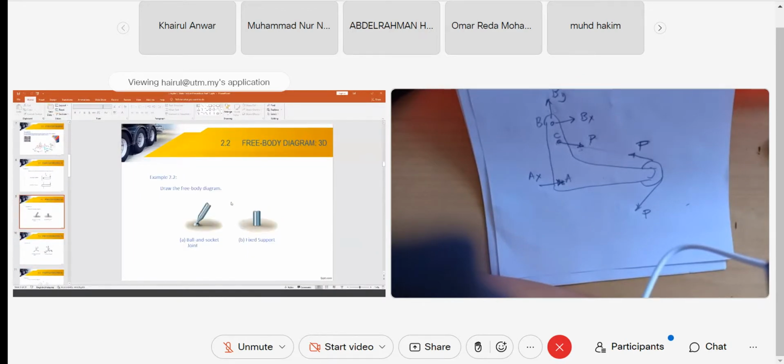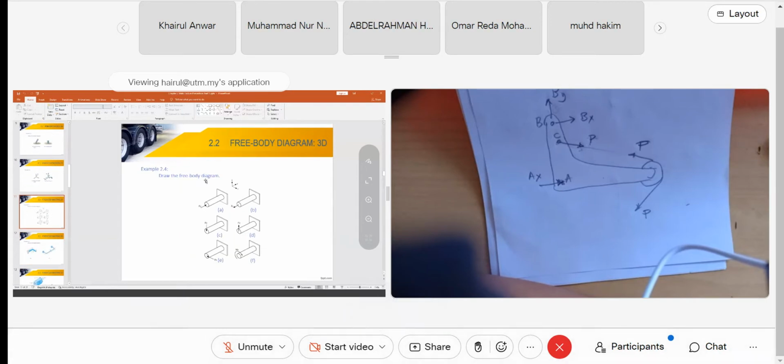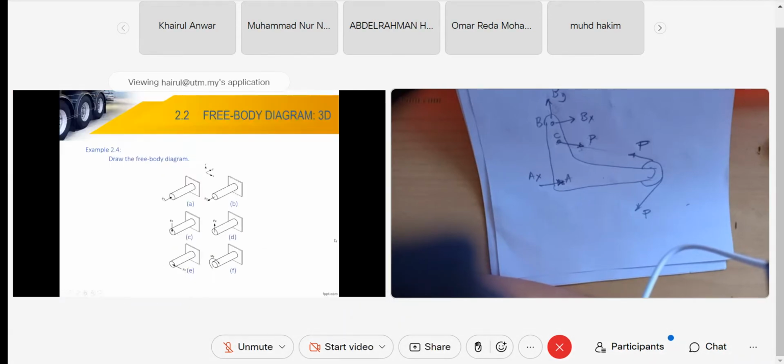Can you watch the ni? Can you see my PowerPoint pula ni? Boleh. Okay, that's what I buat ni. The reaction I already explained. Okay, another thing about free body diagram, yang ni. Can you see my PowerPoint? Boleh nampak this thing.